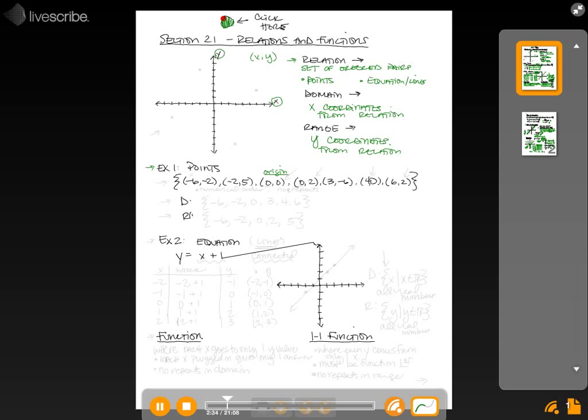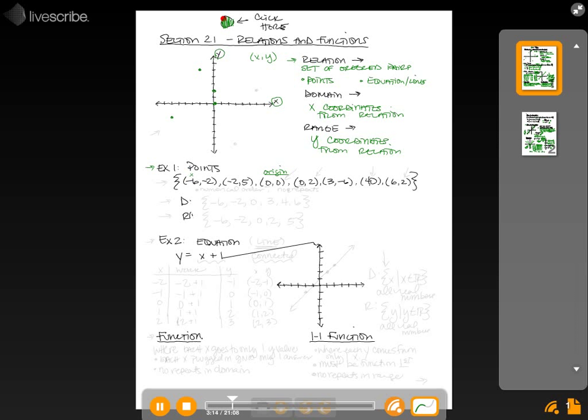Alright, so first thing we want to do is graph them. So (-6, -2), we would go up here. We're going to move left and right first because that's where the x value is. X is -6. And then we go down 2 because it's negative. So there would be our first point. Second point, (-2, 5), to the left 2, and then up 5. Put a point. (0, 0) is the origin. (0, 2), since x is 0, we don't move left and right at all. And then we're going to go up 2 because it's positive.